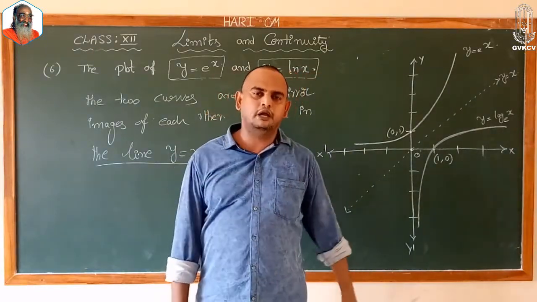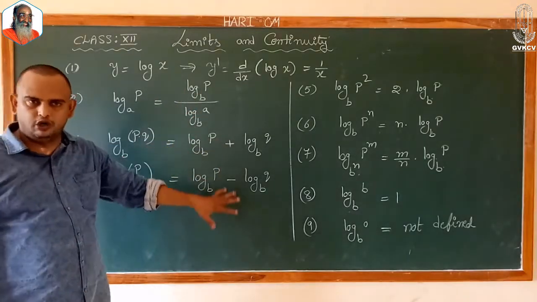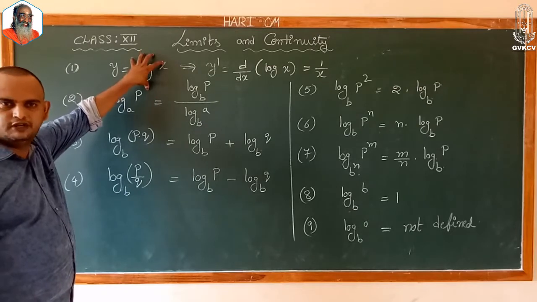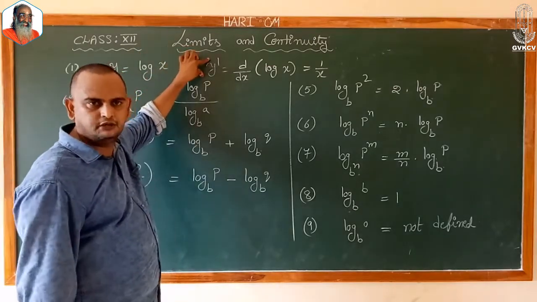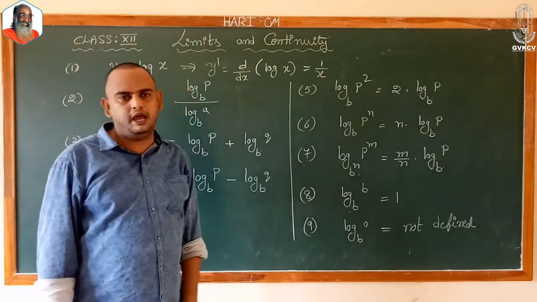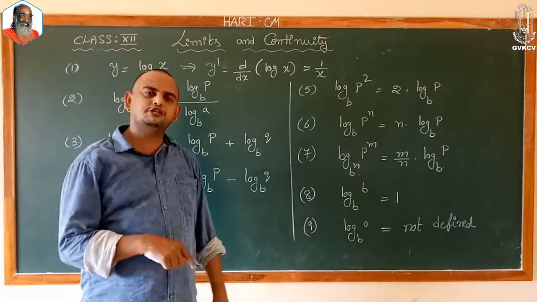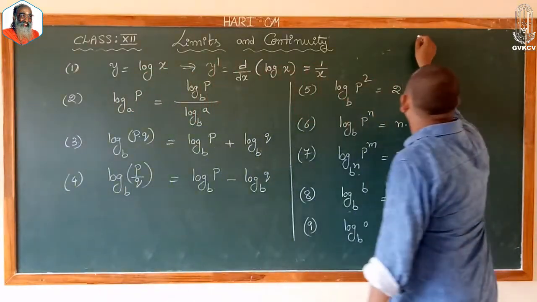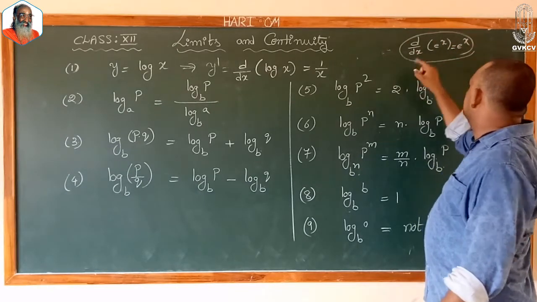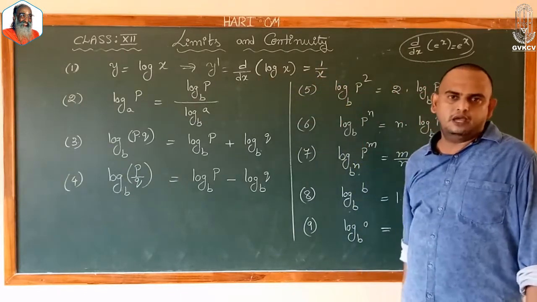Now we have a few formulae related to logarithms that we discuss. The first one: y is equal to log x, which is a logarithmic function. The derivative of the logarithmic function, y dash, is equal to d by dx of log x, which is equal to 1 by x. So the derivative of the logarithmic function is 1 by x. The derivative of the exponential function is itself, as we have seen: d by dx of e power x is e power x. This is about the exponential function. The derivative of the logarithmic function is 1 by x.